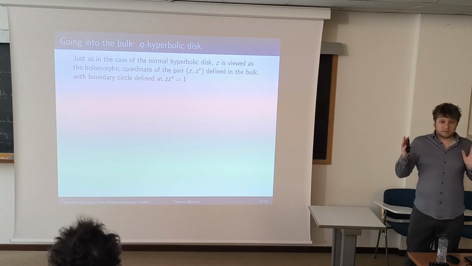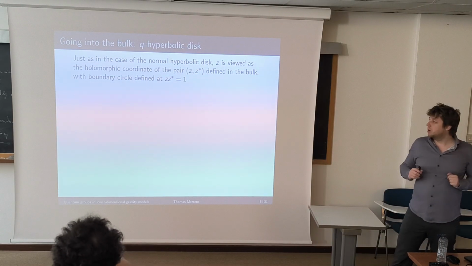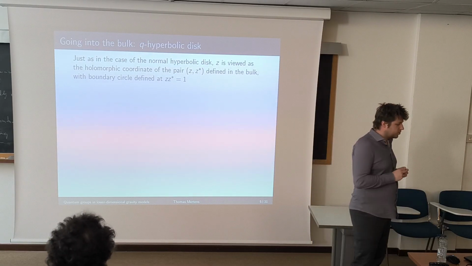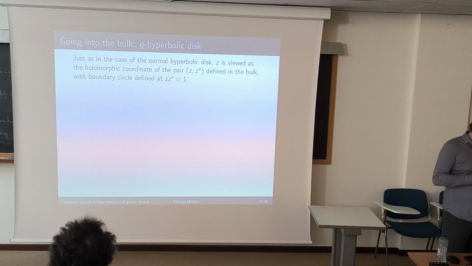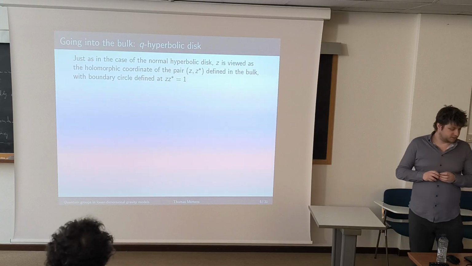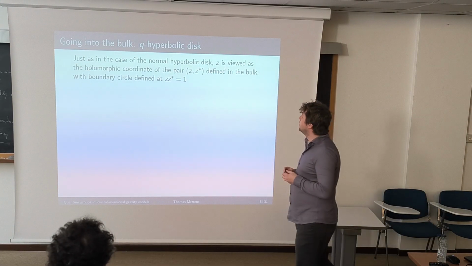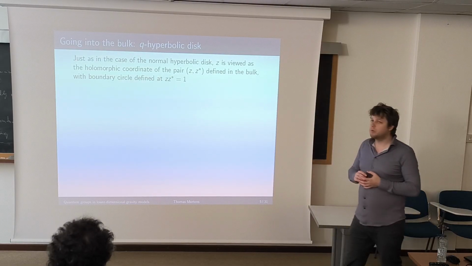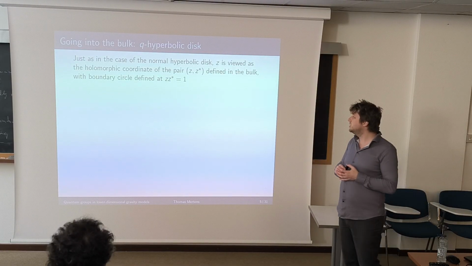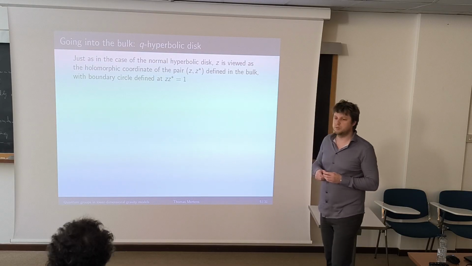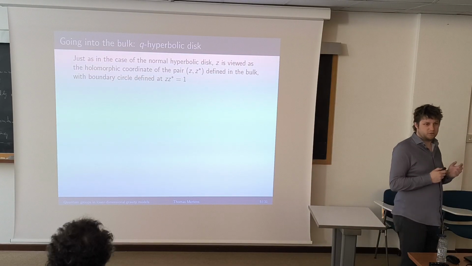Now, given this bootstrapped boundary two-point function, there's a lot more that you can say about this. So, just as in the case of the normal hyperbolic disk, this is a z coordinate here that I use to parameterize my boundary. You can view that as just the holomorphic coordinate of a coordinate pair, z and z star, that I define in the bulk, and then I define my boundary circle to be at z times z star is 1, so just the unit circle.